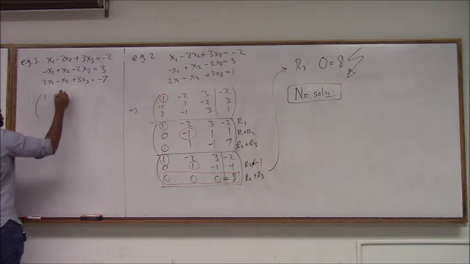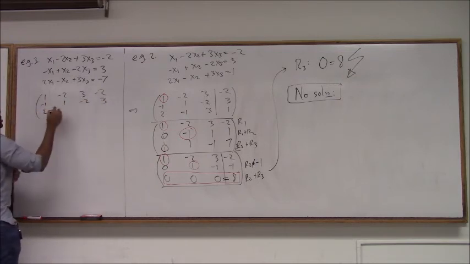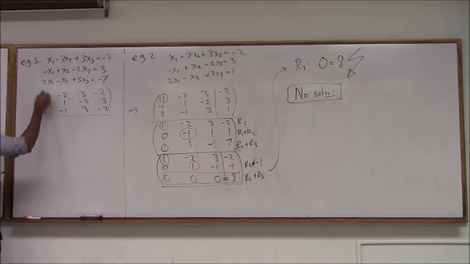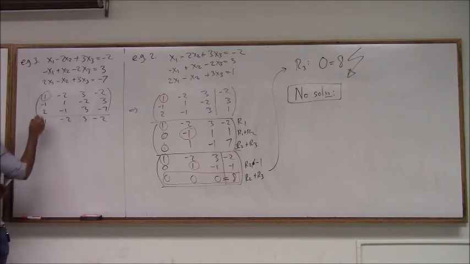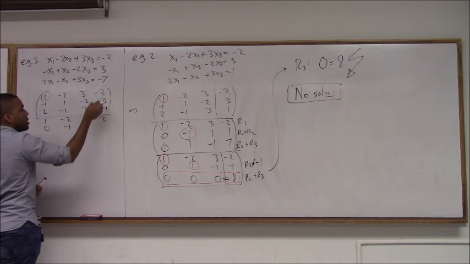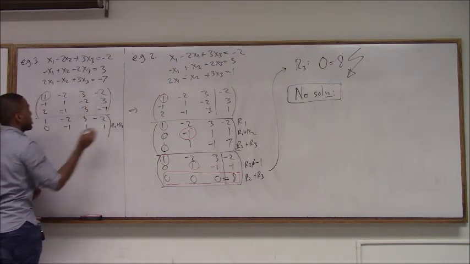So here we'd have 1, minus 2, 3; minus 2, minus 1, 1; minus 2, 3, 2; minus 1, 3, minus 7. So I want to establish that guy, so I'm going to leave it alone. For this guy, I'm going to add these two: 0, minus 1, 1, 1. This is row 2 plus row 3.